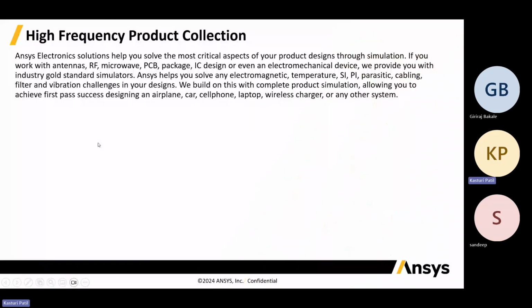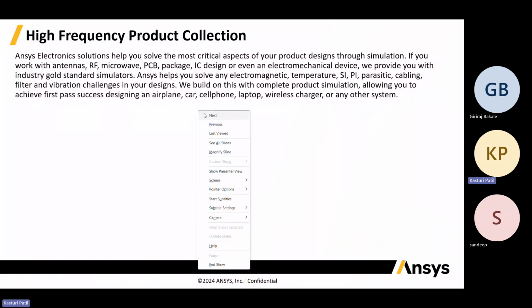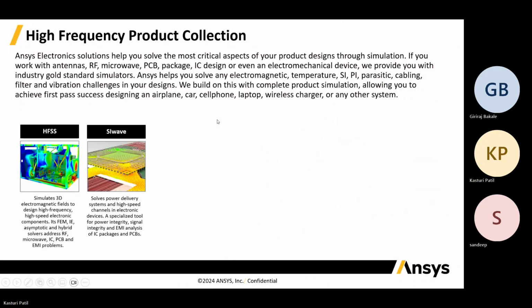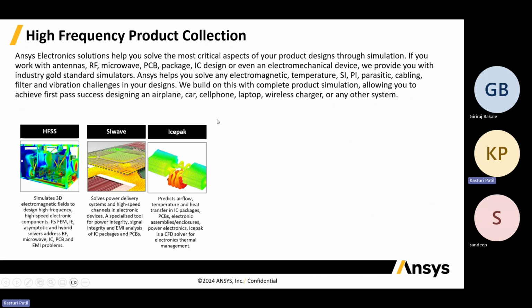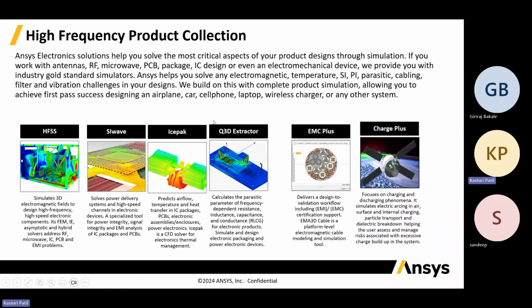So in high frequency tools, we have Ansys HFSS, Ansys SIwave, Ansys Icepak, Q3D Extractor, EMC Plus and Charge Plus. HFSS is the High Frequency Structure Simulator. It is used for designing antennas, metamaterial unit cells, arrays of antennas, or antenna placement on different objects. Likewise, we can do these kinds of simulations.